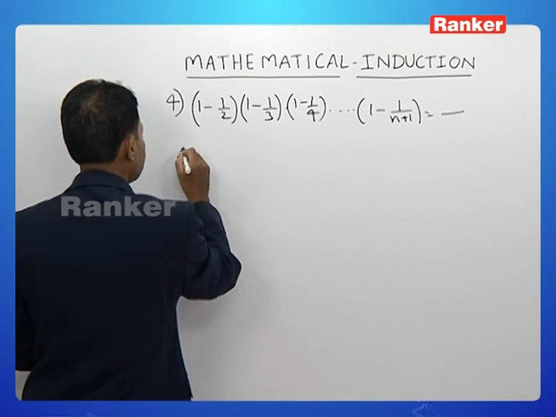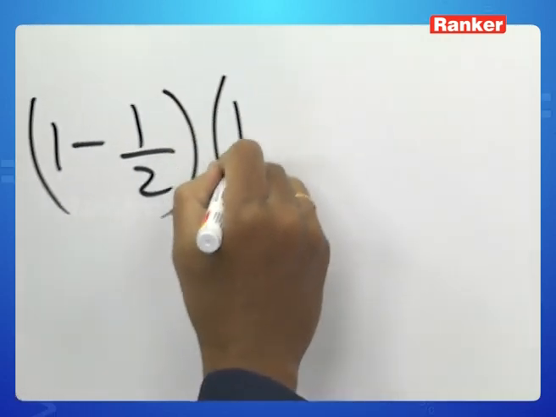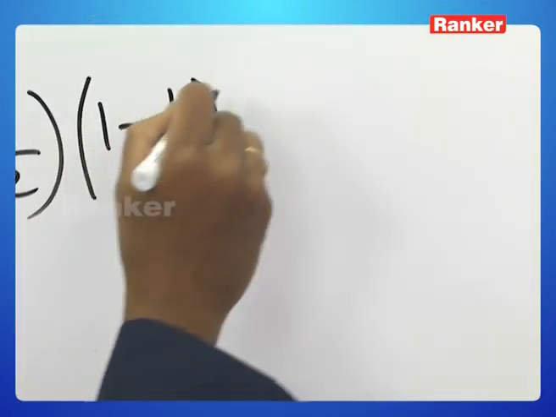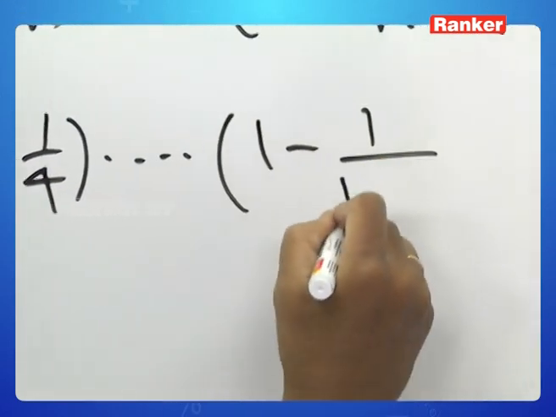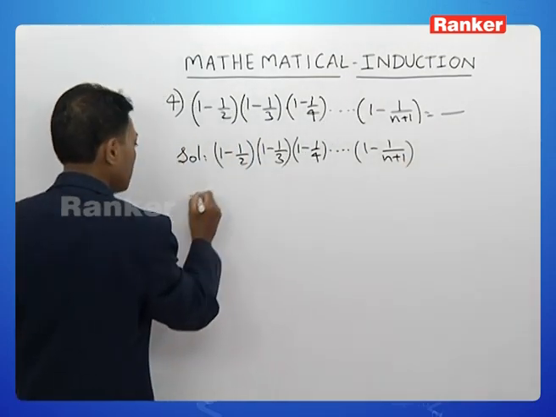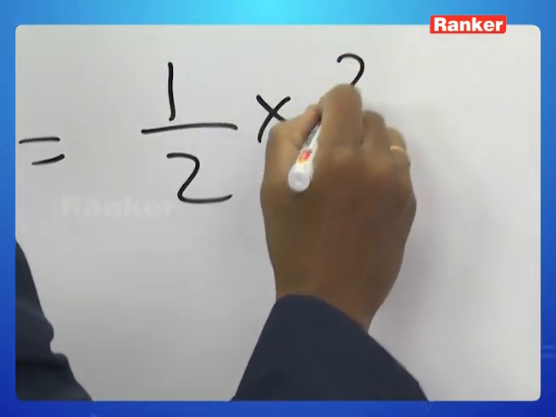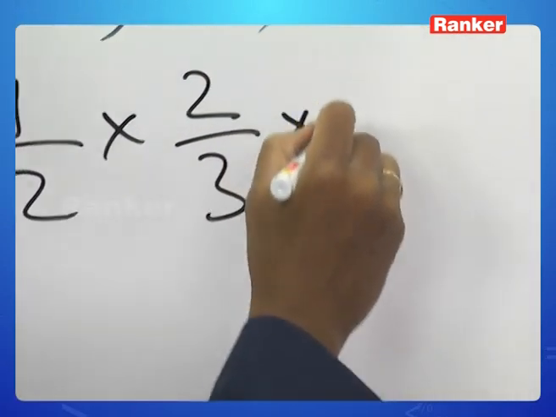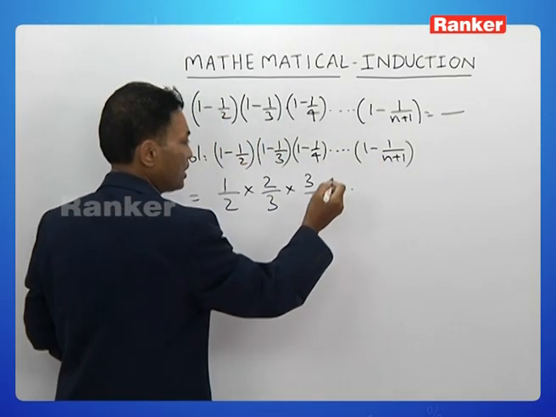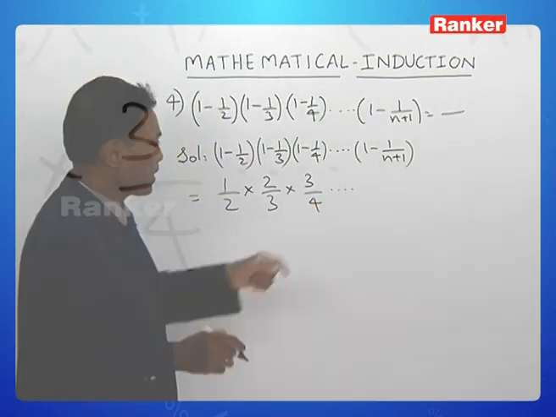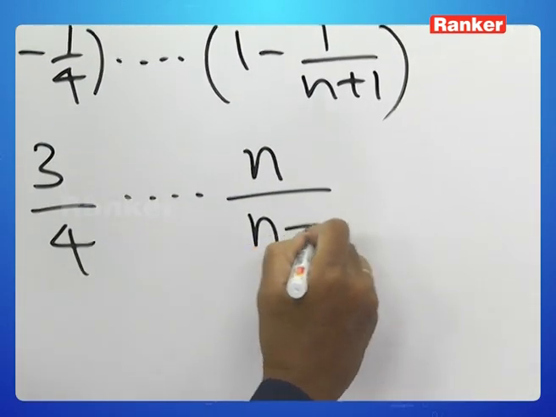Now, what is the simplification for this? 1 minus 1 by 2 is the first term, 1 minus 1 by 3 the second one, 1 minus 1 by 4, and so on up to 1 minus 1 by n plus 1. Let us simplify. What is 1 minus 1 by 2? Yes, 1 by 2, very good. 1 minus 1 by 3 is 2 by 3. 1 minus 1 by 4 is 3 by 4. And so on up to, if you take LCM here, 1 into n plus 1 becomes n plus 1, minus 1 cancels. So, n by n plus 1 we get, right. This is the nth term.